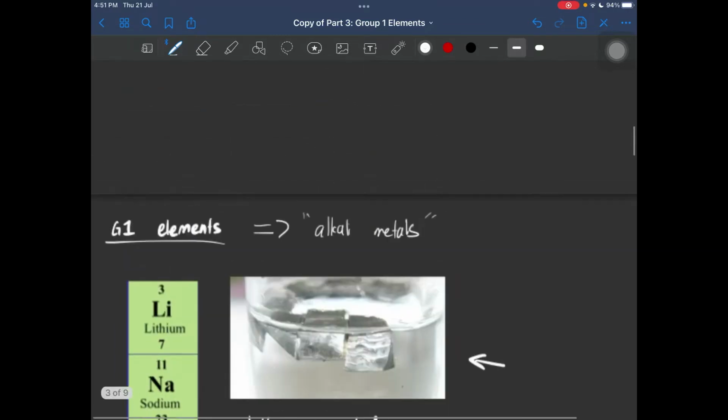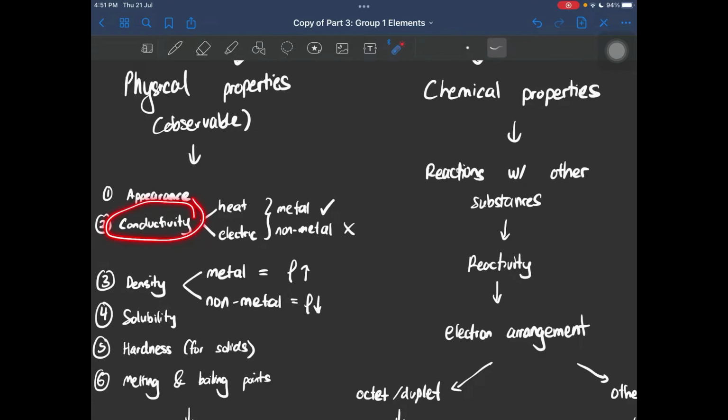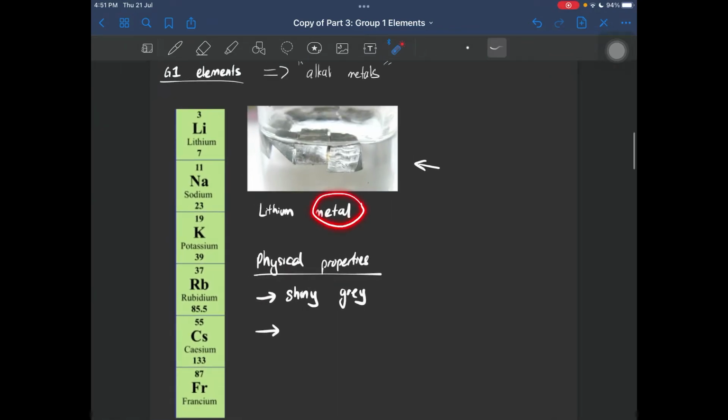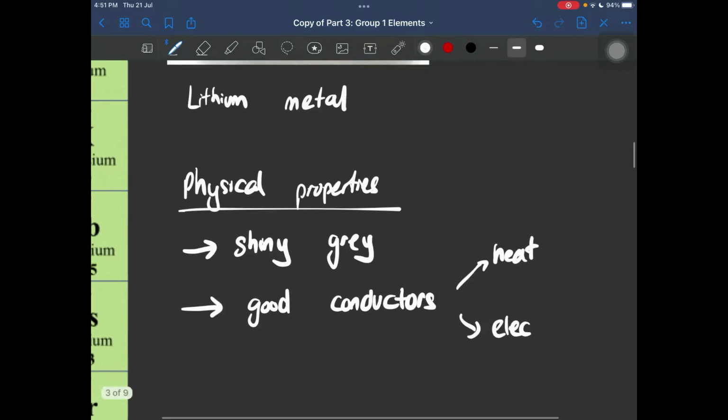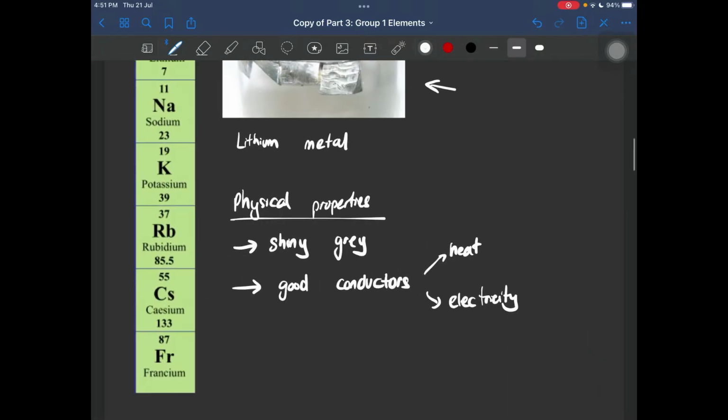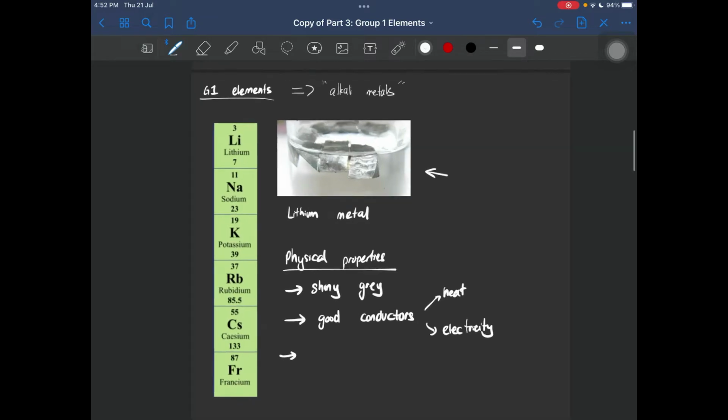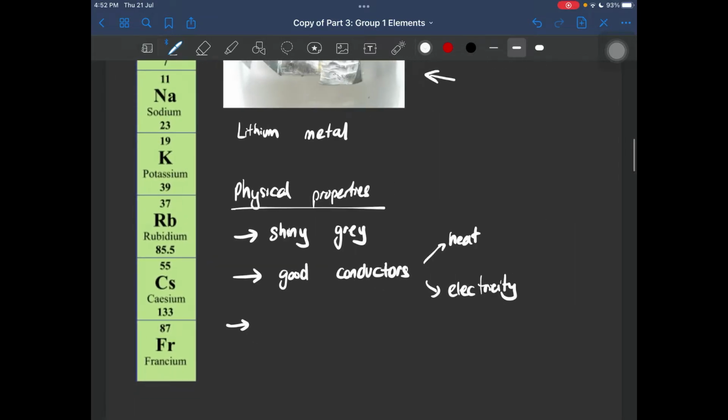Next, we're going to look at the conductivity. Group 1 elements are metals. They are known as alkali metals. And since they are metals, they are good conductors of heat and electricity, right? Because they are metals, and generally speaking, metals are good conductors. However, the special thing about group 1 elements is that in certain aspects, they are not like other metals. They are unlike other metals in a few aspects.